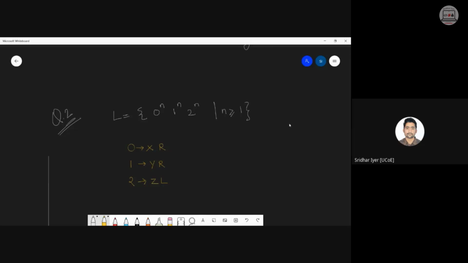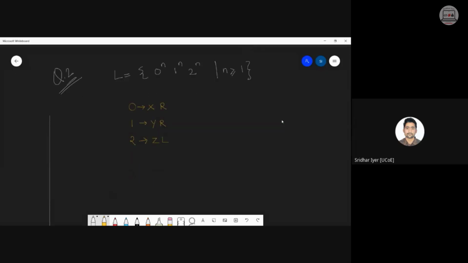Okay. The logic is very simple. It's exactly similar to what we had done yesterday. The only difference over here is we are having one extra character. So for every 0, we have to replace that with an x, move right, and then try to find the 1. Whenever we encounter the 1, replace it by a y and move right. Why are we moving right? Because there are still some characters left on the input tape, right? So once we find the 2, replace that with a z and move left. So this is the basic logic.